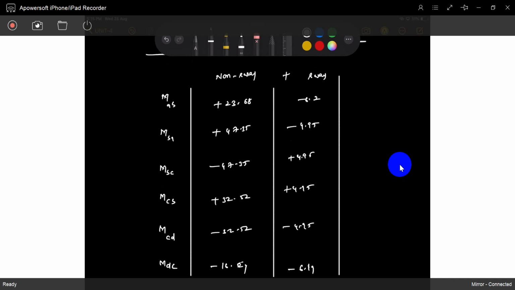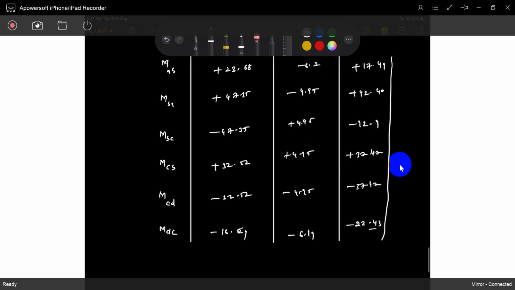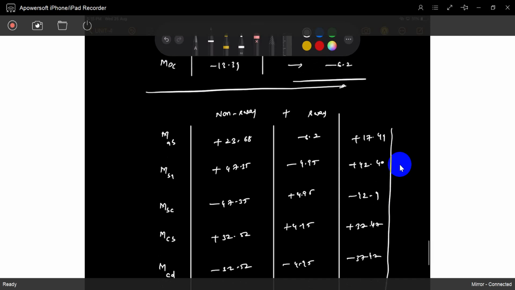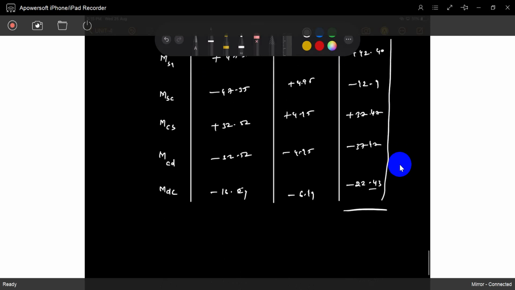That's it. Now the final moments are 17.49, 42.40, minus 42.4, 37.47, minus 37.47, minus 22.43. That's it. Those are the final moments. That's the way you have to do it. Sway analysis is so difficult, it takes at least half an hour.